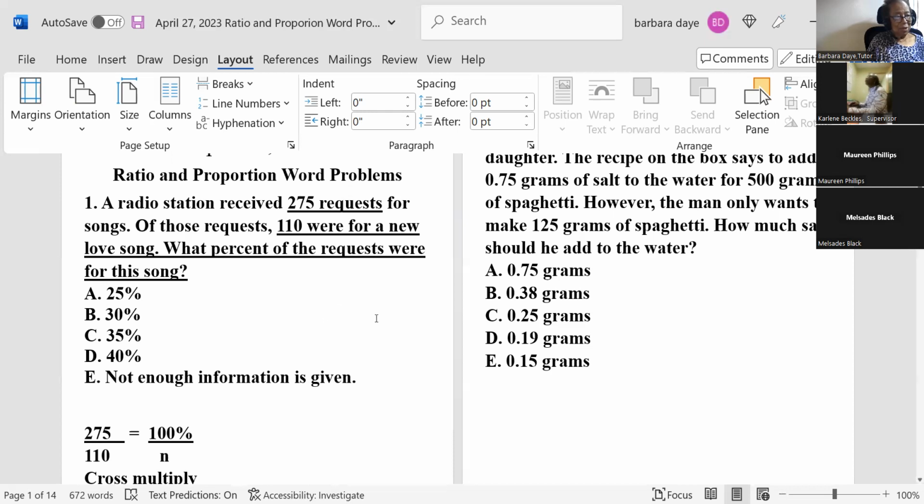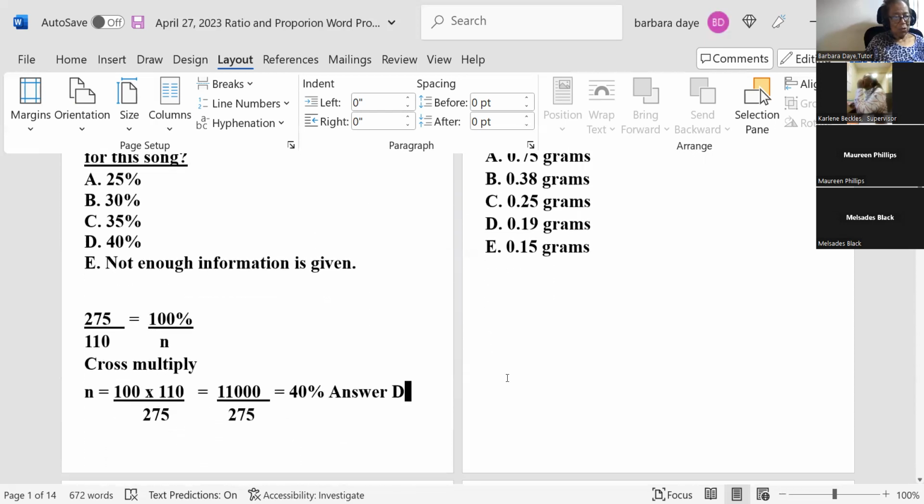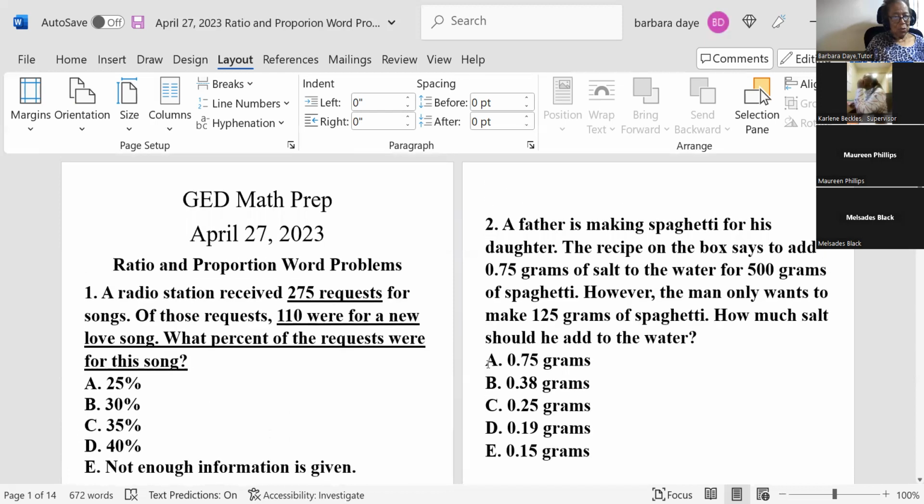Questions on number one. Now you wanted to put 100% for the 110, but the 110 is where you're looking for the percent. The 100% is the total requests received. That's the 275. So 275 represents 100%. Got it? Okay, let's go to number two. Okay, Maureen, read number 2.